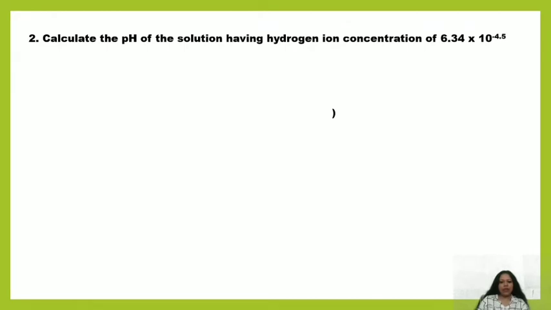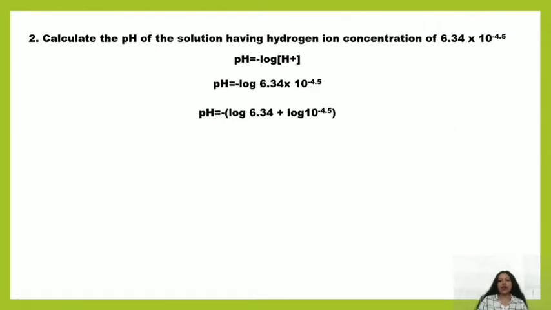Now we will discuss a fractional exponent value by taking an example: calculate the pH of a solution having hydrogen ion concentration of 6.34 multiplied by 10 to the power minus 4.5, correct? The first point is to put the formula, the second point is to put the values, the third point is to put the bracket along with the positive sign in place of this multiplication sign, along with placing one more log in front of the right value, correct?